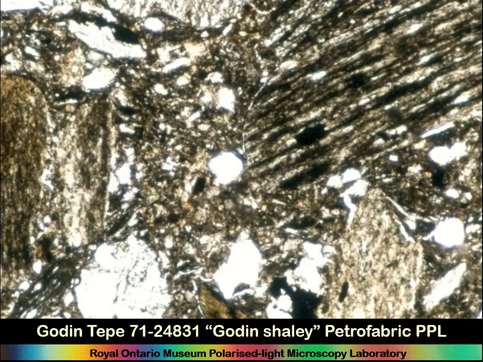Here we have something you should know by now, the Godin Tepe Shaly petrofabric in plain polarized light. Here you can see the argillaceous inclusions, and this one looks a bit more argillaceous and a bit more distinct, but it has that very fissile structure. You see this one has a very fissile structure, and so this orientation shows you that this is shale. You would not get pottery that looked anything like this. This one looks a bit more like pottery, but it is also shale with a lot of silt in it, it looks like. So that's shale.